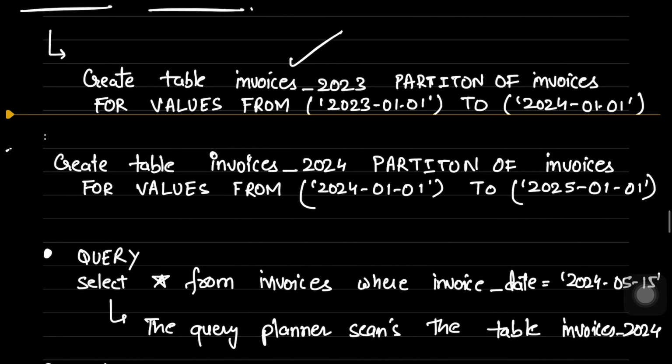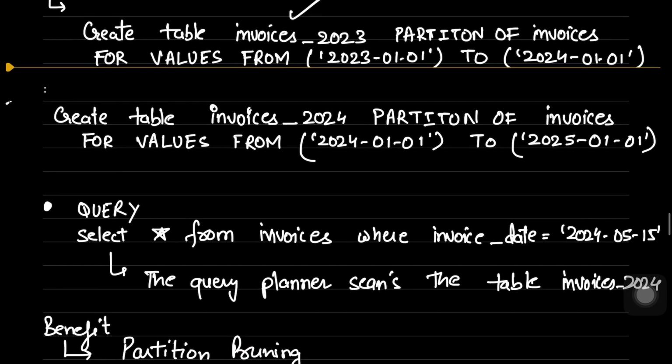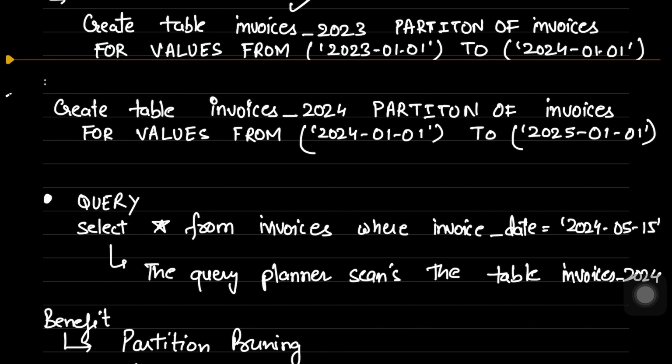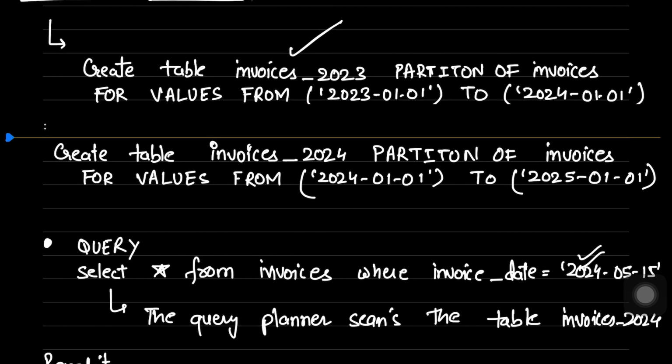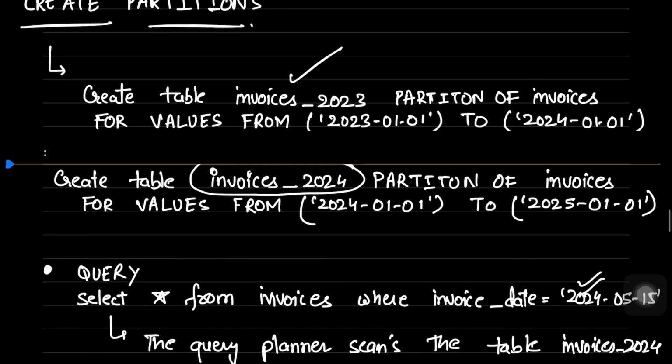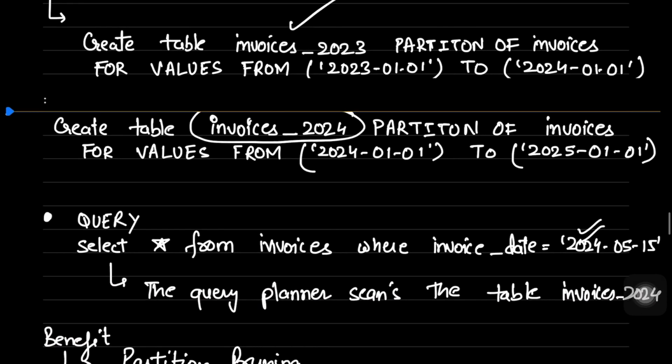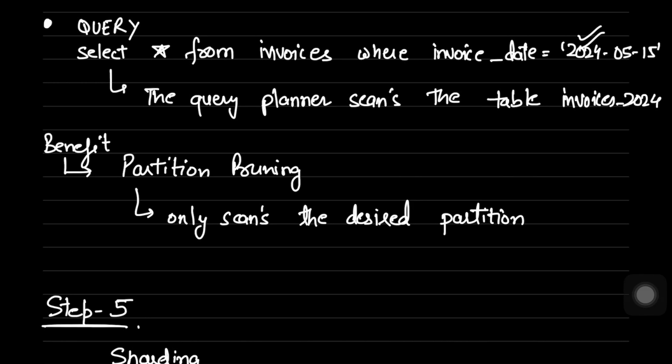The real magic happens when you query the data, right? So for example, I query select star from invoices where invoice date is some date from 2024. Now the database already knows all the data of year 2024 resides in this partition. So instead of scanning the complete table, it will just scan the relevant partition. This technique is called partition pruning.